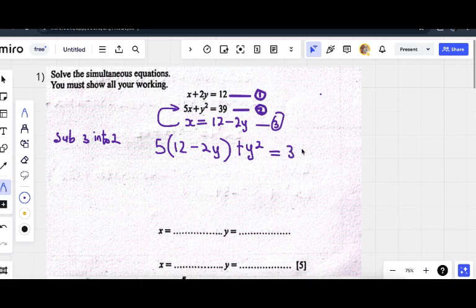Having done that, the next step is to expand the bracket. We expand 5 times 12, we get 60. 5 times negative 2y, we get negative 10y. Then plus y squared equal to 39.